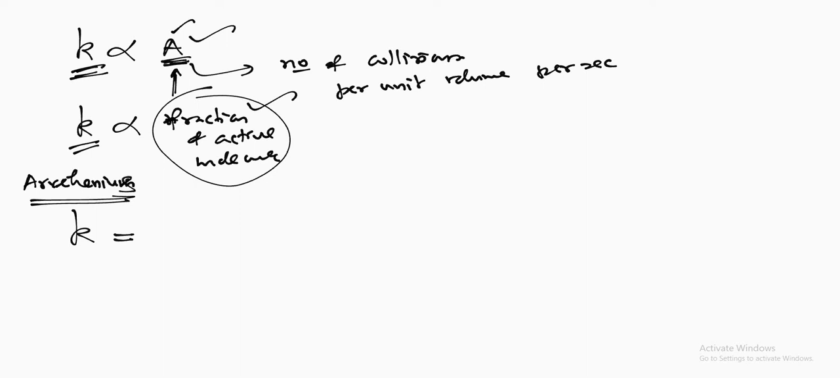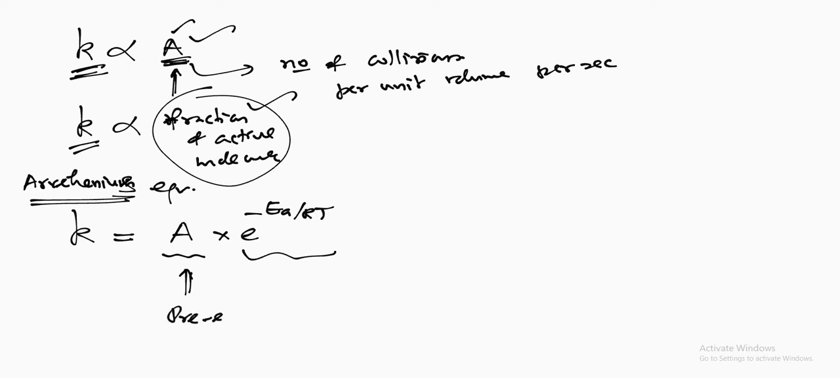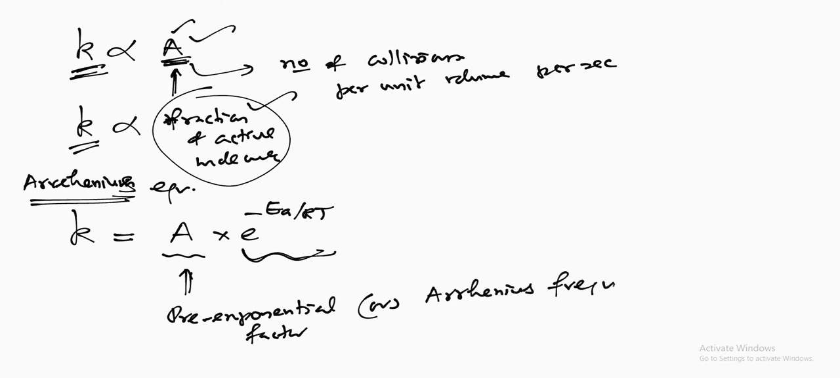Scientist Arrhenius gave an equation called the Arrhenius equation, according to which rate constant K is equal to the frequency factor A into e power minus EA by RT. This part gives you the fraction of active molecules, and this part gives you the number of collisions that occur. This A is called the pre-exponential factor, because it is present in front of the exponential. It is also called the Arrhenius frequency factor. And EA is called activation energy.